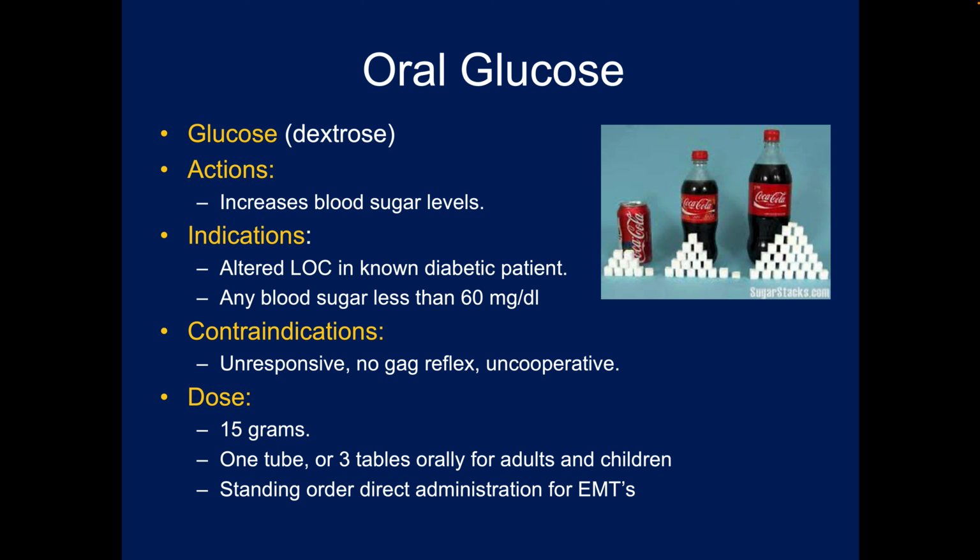That's given orally. If you have somebody who's not a known diabetic, or you don't know if they're diabetic or not, and they have an altered mental status, then you would get a drop of blood and get their blood sugar level. If it's below 60 milligrams per deciliter, then you can administer the oral glucose, as long as they're not unresponsive or uncooperative, and they have to, of course, have a gag reflex. The dose is 15 grams. This is for adults and children. It's 1 tube per packet. It's kind of a liquid goo substance, or three tablets. Each tablet's 5 grams, so 3 tablets, 15 grams. And this is a standing order in the County of San Diego.